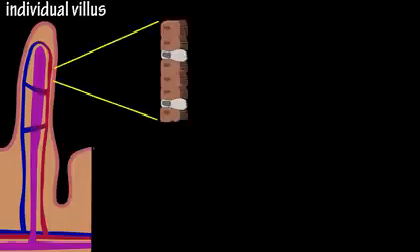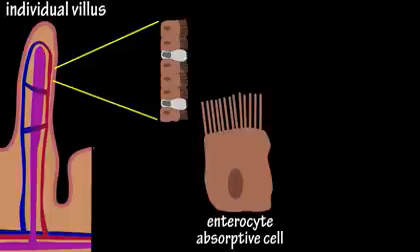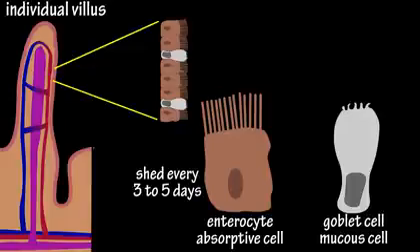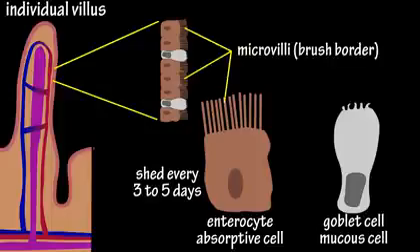There are mainly 2 types of cells that line the surface of a villus: absorptive cells, called enterocytes, and mucus-producing goblet cells. The enterocyte cells have a rapid turnover, as they are shed and excreted in the feces approximately every 3 to 5 days. The enterocytes have tiny hair-like projections called microvilli, also described as the brush border.